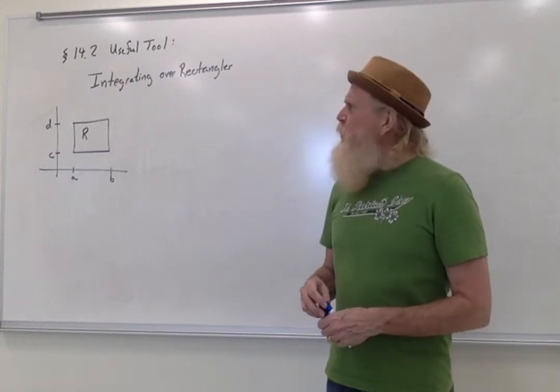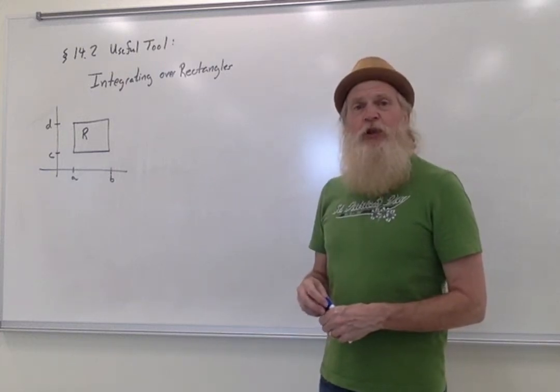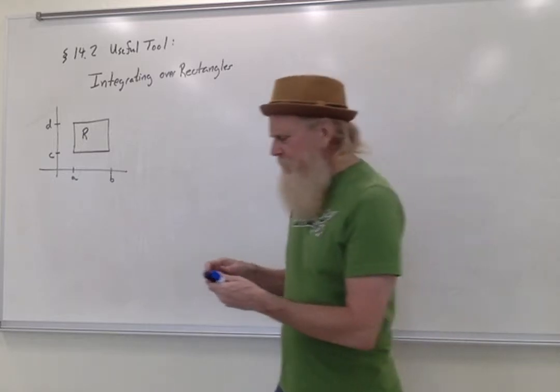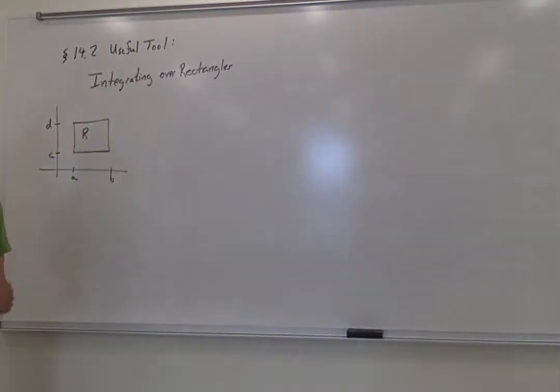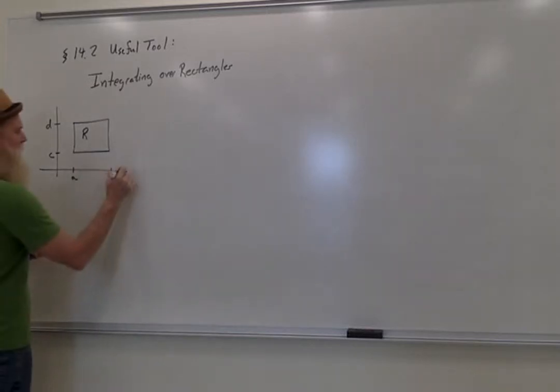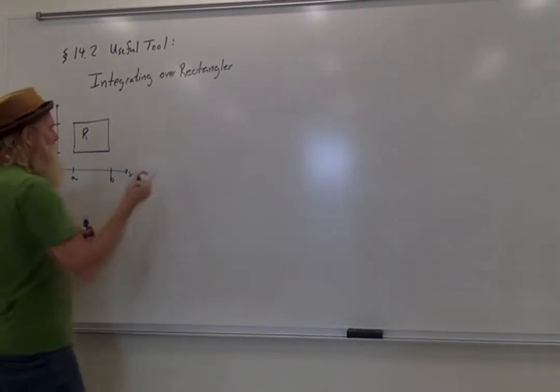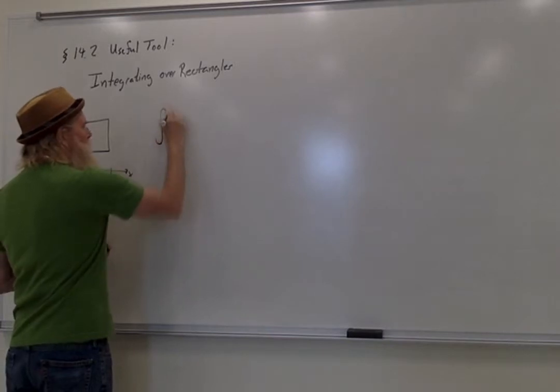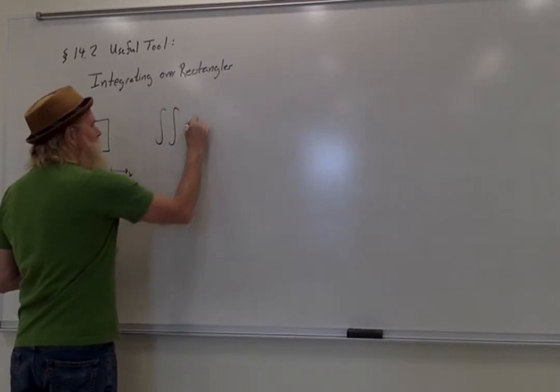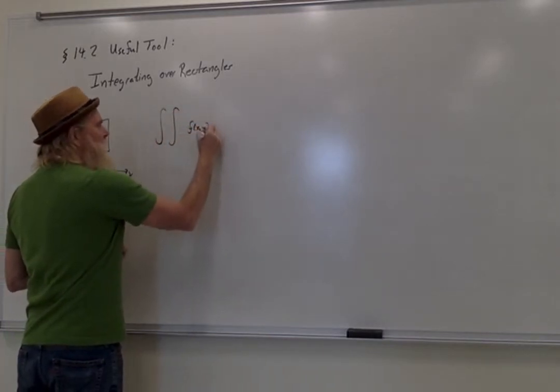Let me show you a useful tool that can sometimes be used when you're doing integrals over rectangles. If you're integrating over a rectangle with sides parallel to the coordinate axes, say between A and B on the x-axis and between C and D on the y-axis, then notice that your integral is going to look like one of these two forms. So you'll have some integrand, f of x and y.